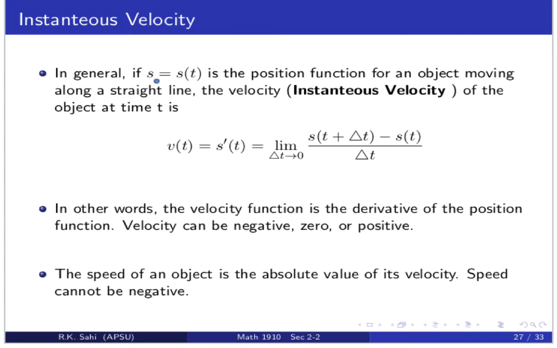So in general, we say if s is a position function for an object moving along a straight line, then the velocity, or the instantaneous velocity of the object, is given as the derivative of the position function, which is the limit as delta t approaches 0 of s of t plus delta t minus s of t over delta t.